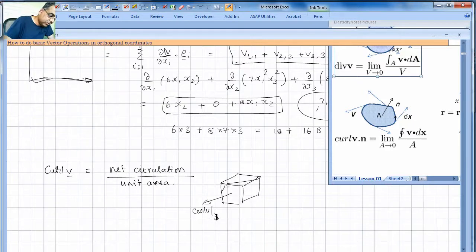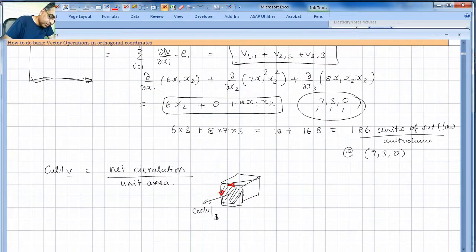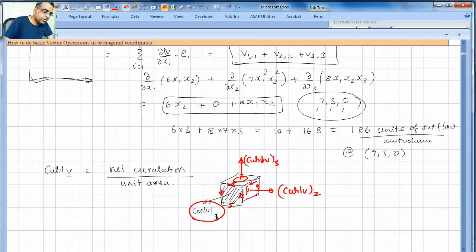The first component tells you how much is the circulation around this cube. The circulation this way is the first component of curl V. The second one is the circulation this way. This will give me curl V, second component. The third component is the circulation that way. So that will give me curl V, third component. So this is the Z component, this is the X, and that's the Y. So that's what it means. On the three faces of the cube, how much circulation is going on? That's really what curl of V means.